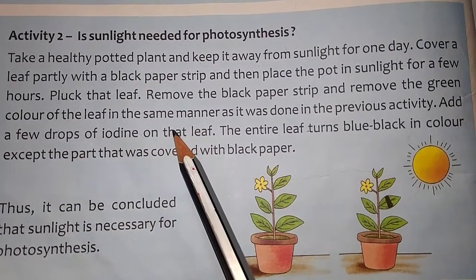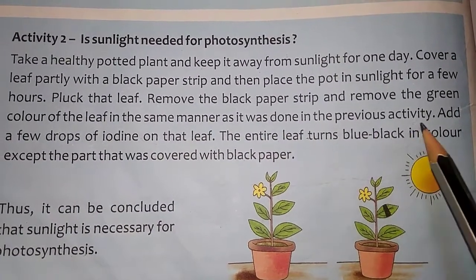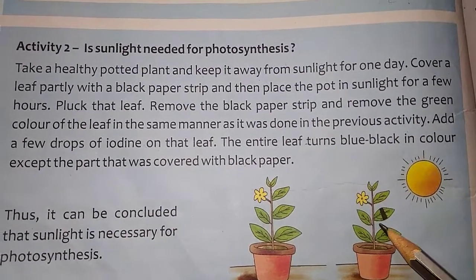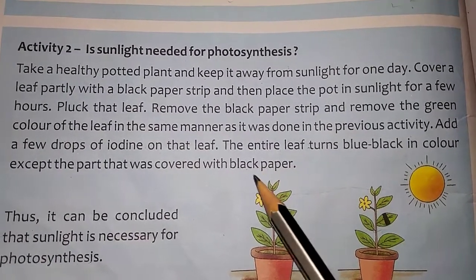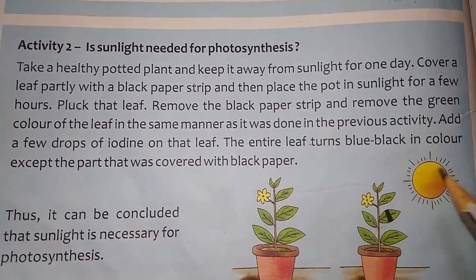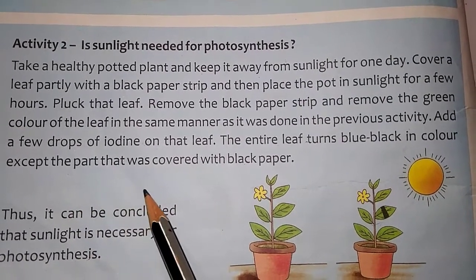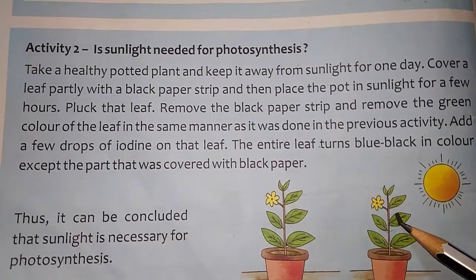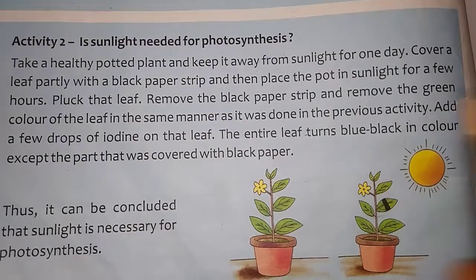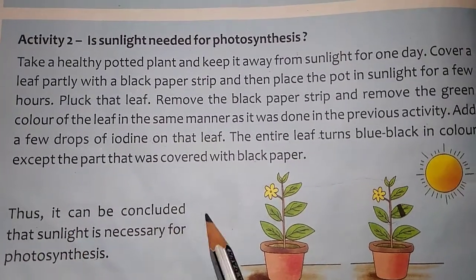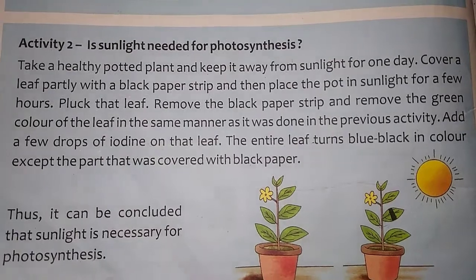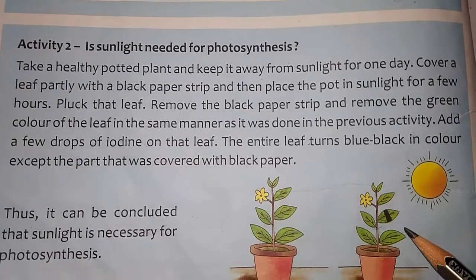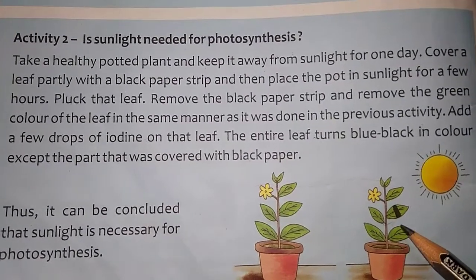Remove the color of the leaf in the same manner as it was done in the previous activity. Add a few drops of iodine on that leaf. The entire leaf turns blue-black in color except the parts that were covered with the black paper. Whatever part was covered with the black paper will not change, but the other part will change. Thus, it can be concluded that sunlight is necessary for photosynthesis. Sunlight is the most important for the plants.